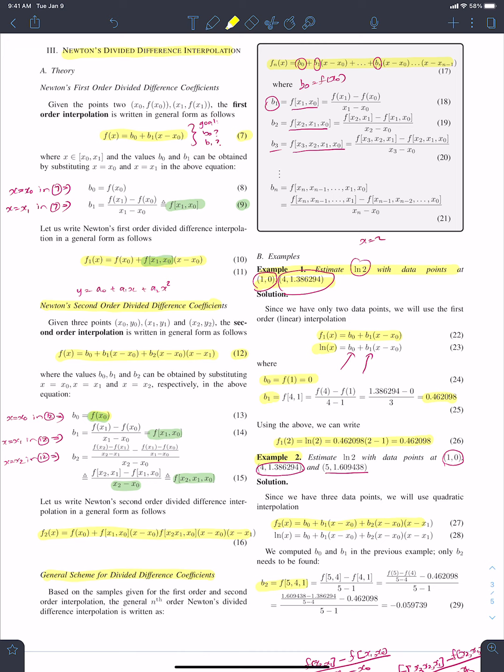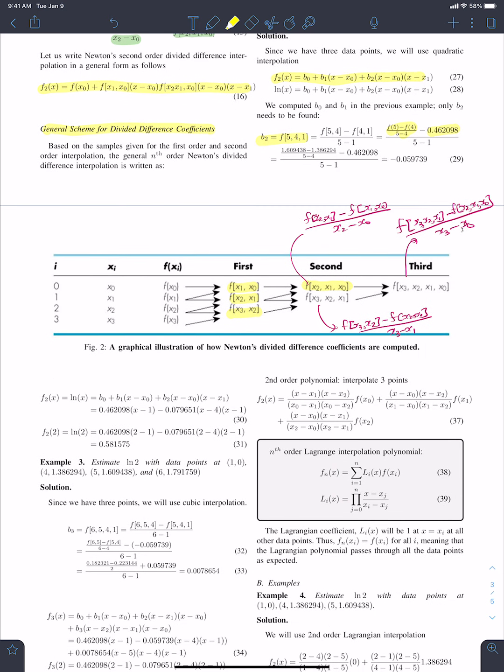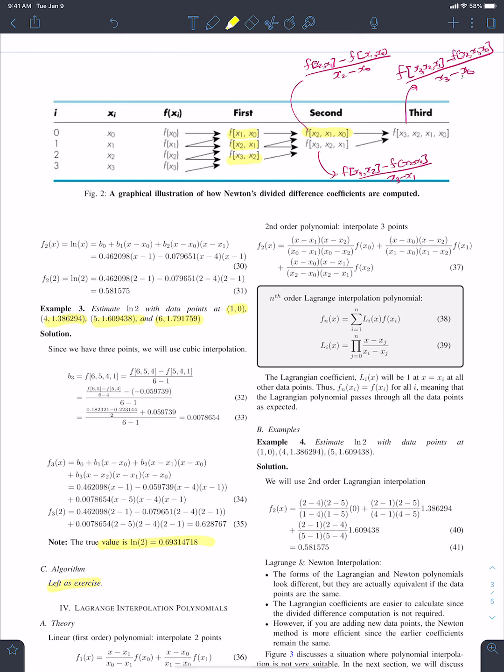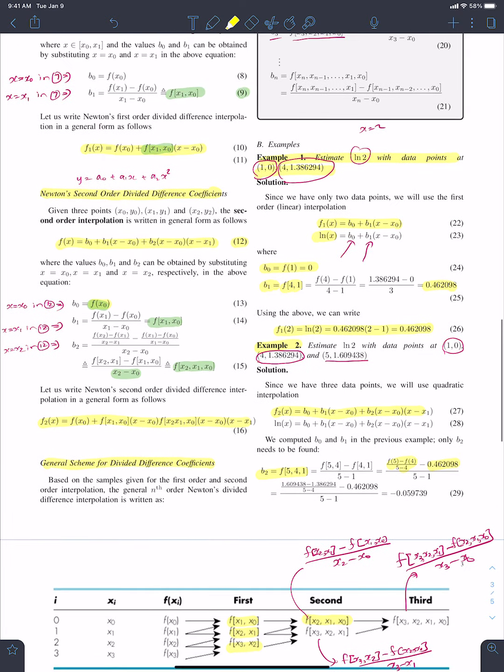f[x2, x1, x0], that is f[x2, x1] minus f[x1, x0] divided by 5 minus 1. F[x1, x0] is already known, it is from here. If you substitute these, then we get a value for B2. Go back and substitute there, and we get a value for ln2 using 3 approximations. And here again, a fourth point is given, so we can go for the next, third order interpolation, and then the value is given. Just check out this very simple formula, and you can try that.